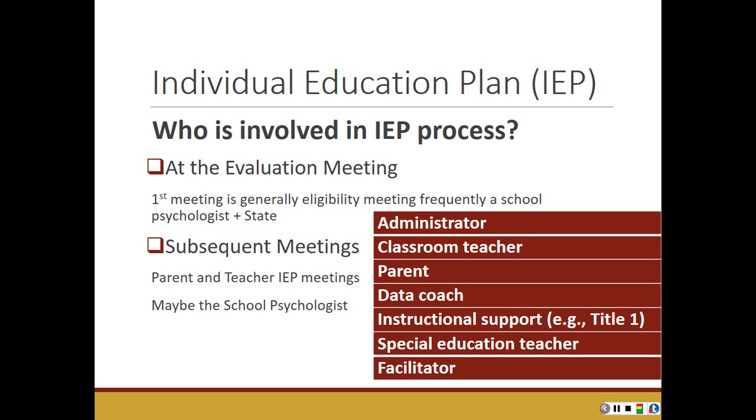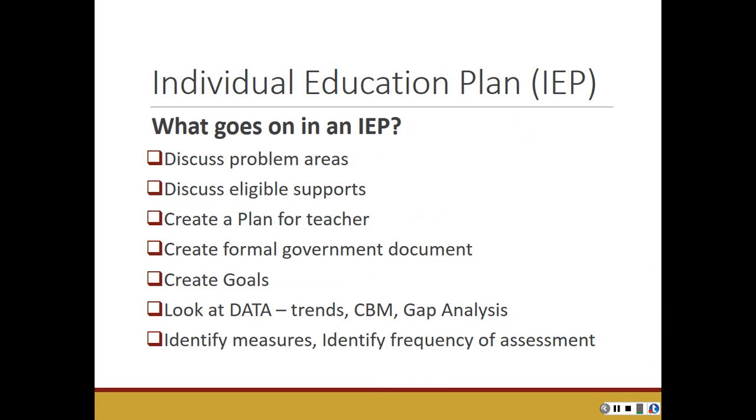I'd also like to mention here, because it's not in that list, the parent has a right to have an outside member and a translator there at that meeting as well. Okay. All right, so what goes on here? We discuss problem areas. We discuss eligibility supports. We create a plan for you, the teacher. We create a plan for the child, and we hammer out this document.